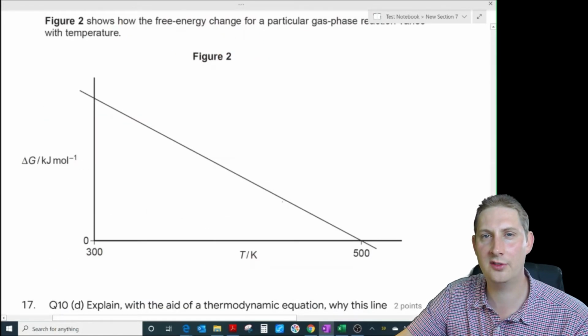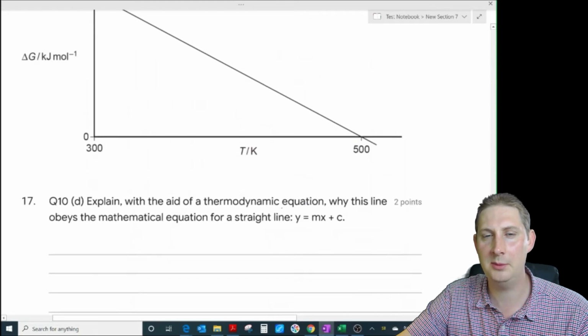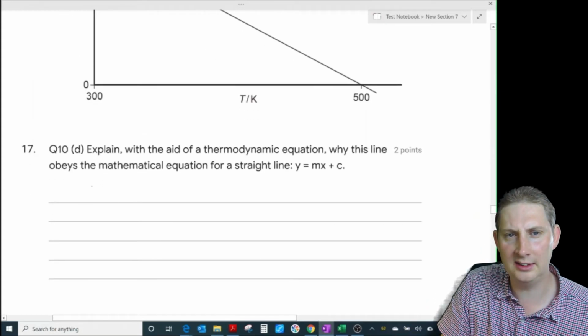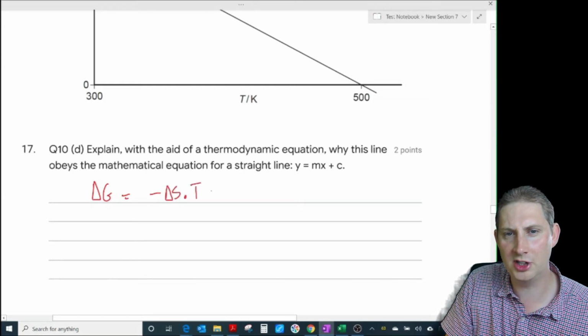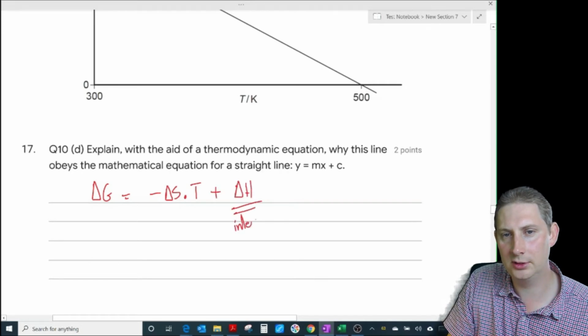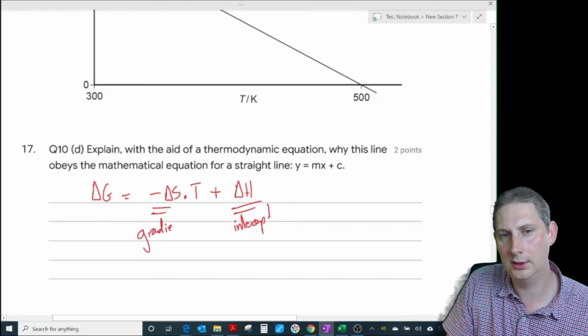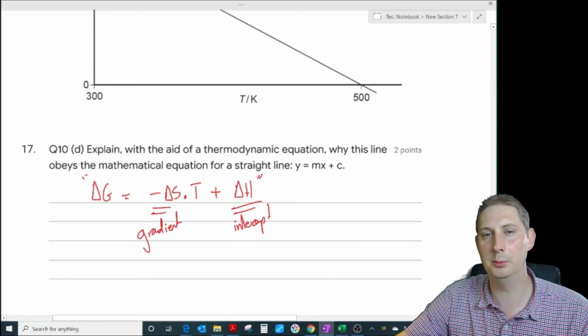Figure 2 shows how the free energy change for a particular gas phase reaction varies with temperature. Explain with the aid of a thermodynamic equation why this line obeys the mathematical equation y equals mx plus c. Well, you had to basically write delta G equals minus delta S times the temperature plus delta H. So that is the intercept and that is the gradient. And provided you wrote that equation somewhere, that was at least 1 mark there.